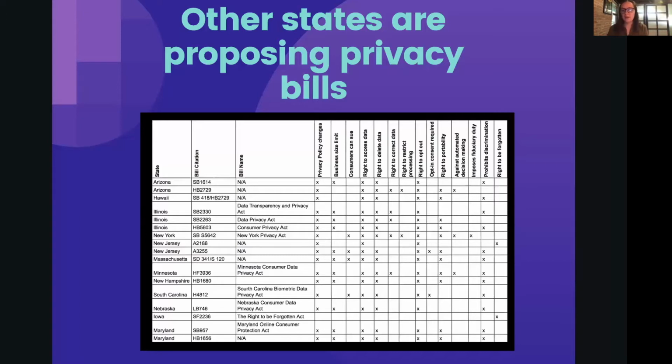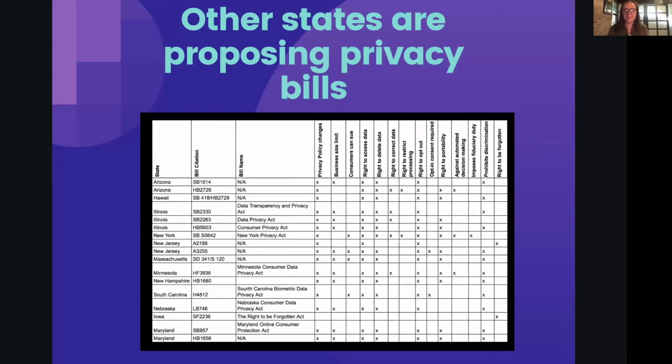Right to opt out would mean the right to opt out of sales of data. Opt-in consent required. That means that they would actually have to consent to you taking their data and using it. Right to portability. That basically means that you would have to package that data up and send it to whoever they need it sent to, potentially your competitor. Against automated decision making. Automated decision making is making decisions through technical means only, without any human involvement, that has legal repercussions on a person.